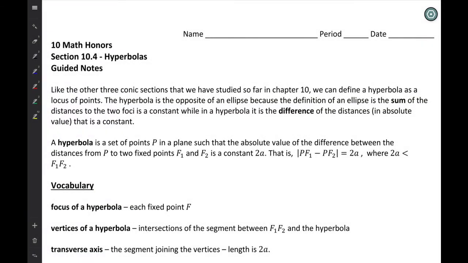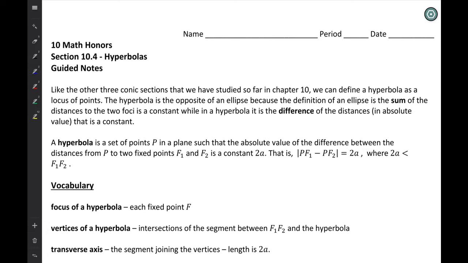Guys, welcome to another set of notes on conic sections. Today we're going to look at a hyperbola. So like the other three conic sections that we have studied so far in chapter 10, we can define a hyperbola as a locus of points.